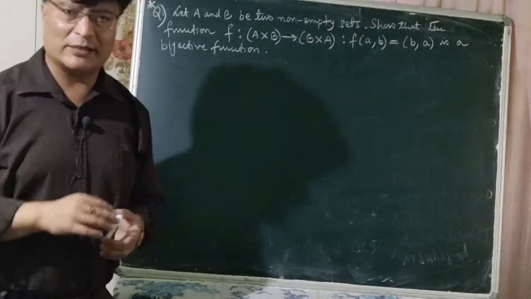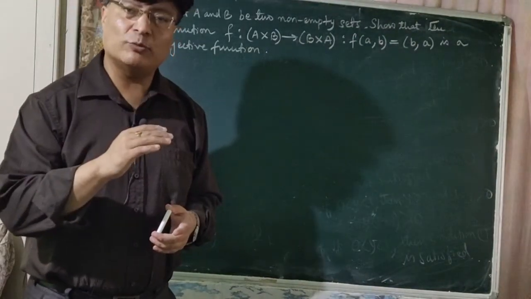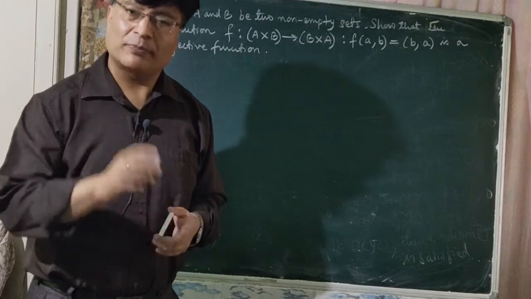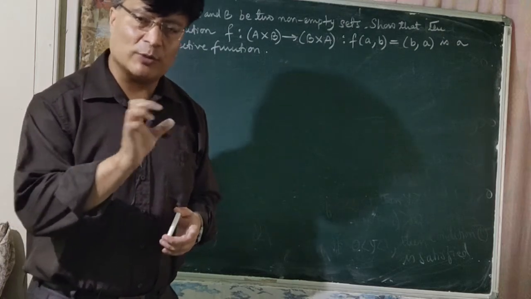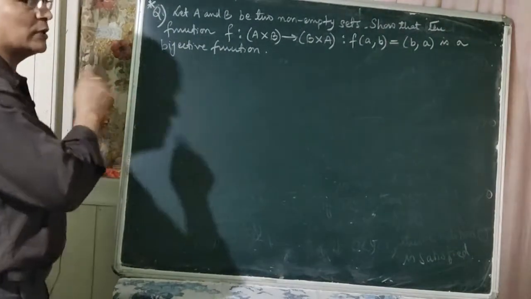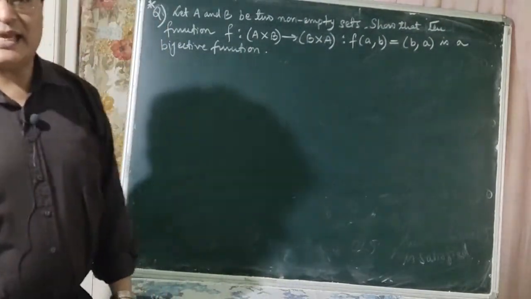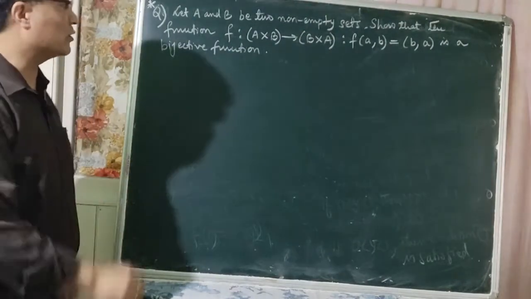You know the meaning of bijective function, isn't it? What is a bijective function? It must be 1 1, and it must also be an onto function. What do we call a function that is both 1 1 and onto? A bijective function. Okay? So now first of all you have to prove that this f is a 1 1 function.